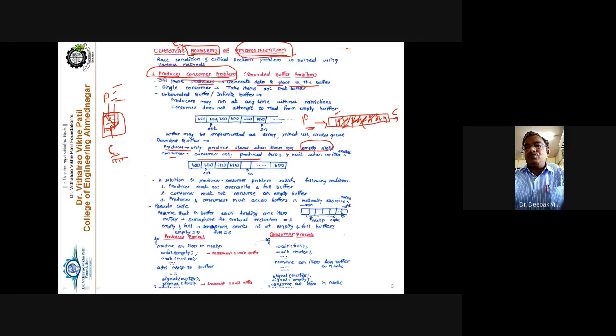The consumer consumes only produced items and waits when no items are available. It may happen that the consumer consumes all the items, and at some time the buffer is empty. There is no item for the consumer to consume, right? So these are the two things. Our question, our focus, is how to achieve synchronization between these two parties, that is producer and consumer.